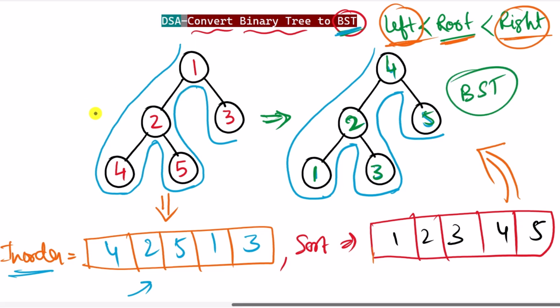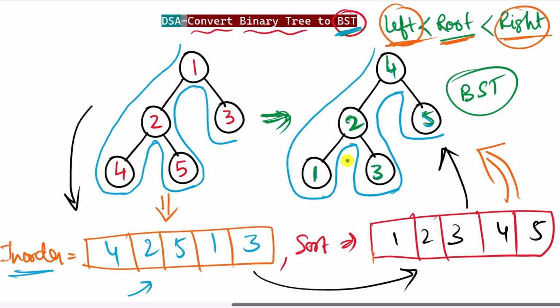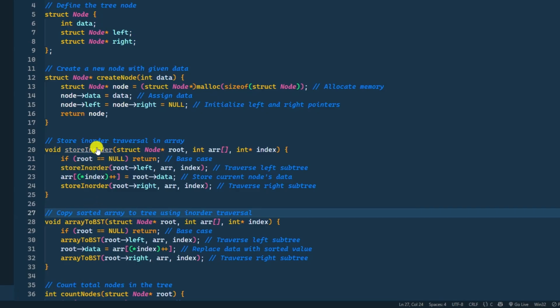So this way we have to follow this algorithm. First of all, we have to perform the in-order traversal, then we have to sort the array, and after that we're gonna just insert all of these values into our tree structure, and the end result will be the binary search tree. So here we have the code.